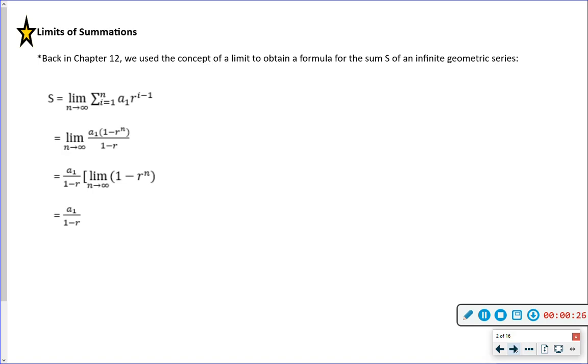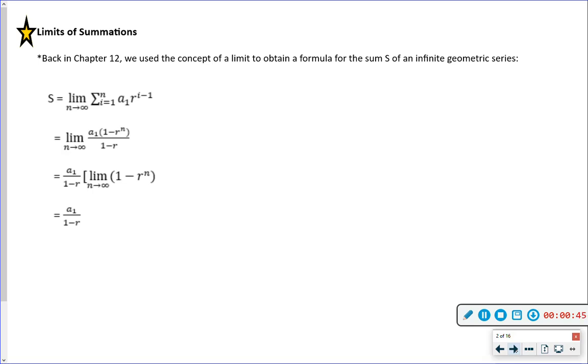So first off, we're going to use our concept of a limit along with our formulas back in chapter 12. Just a little throwback, that is a geometric sequence, a1 r to the n minus 1. We have looked at that formula. It was on your formula sheet from last chapter. Like I said, we're combining all of this stuff together.